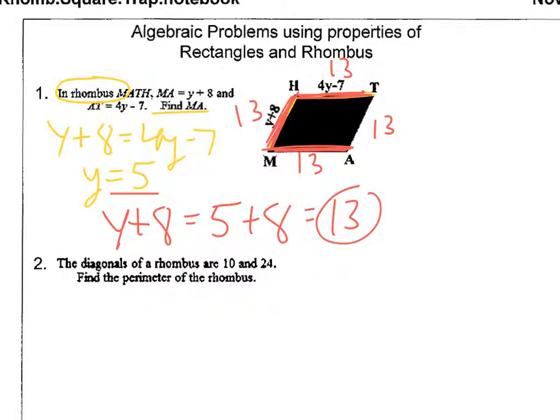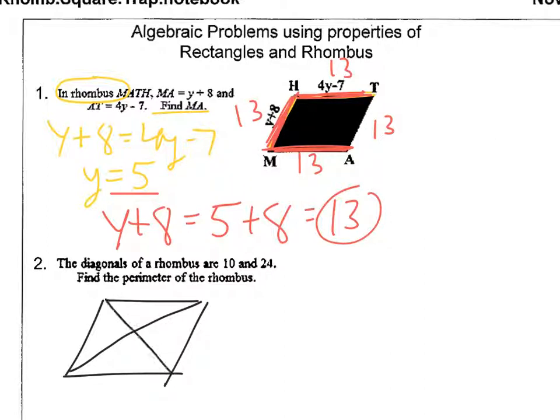In this next problem, we're looking at a rhombus. It doesn't give us a picture, so naturally we're going to draw one, and we're going to get our diagonals in. The only thing they tell me is that the diagonals are length of 10 and 24, and our job is to find the perimeter.